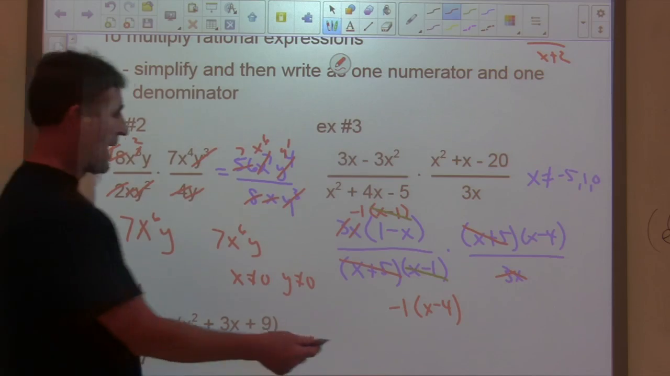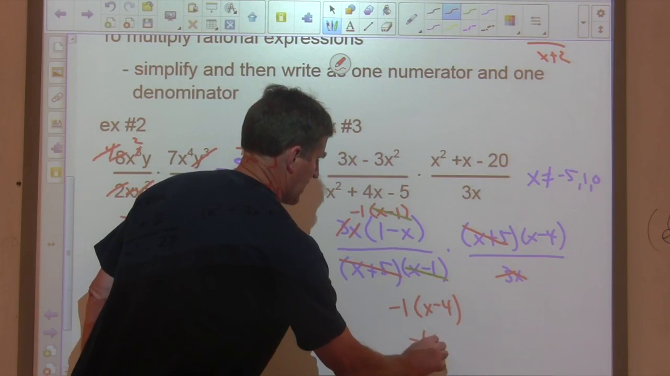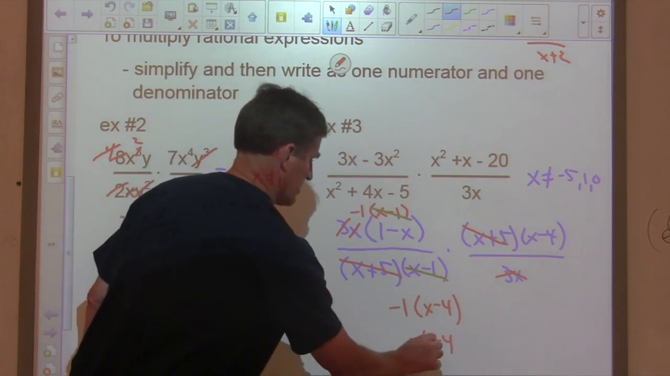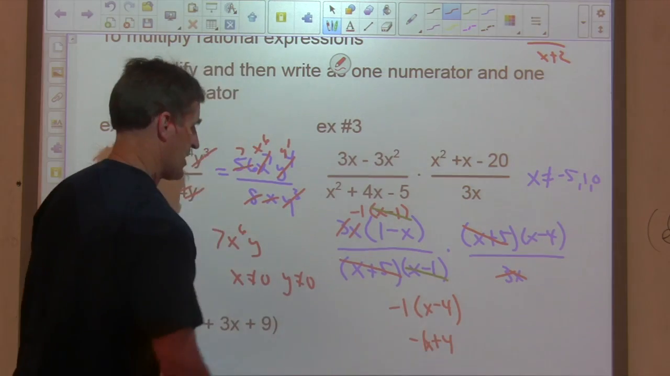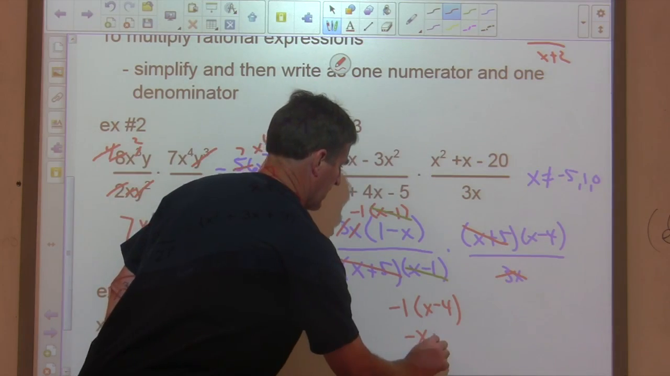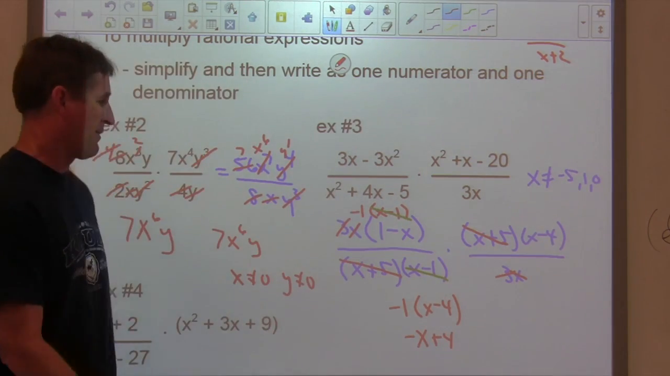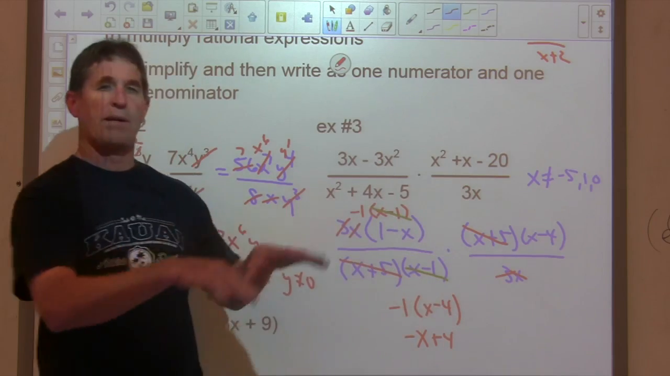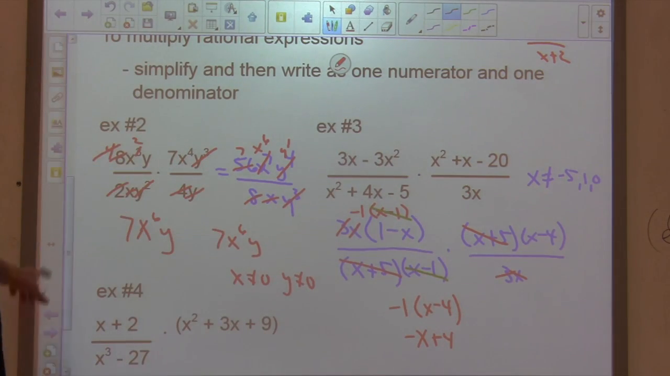Now the book might write that as negative x plus 4, by distributing the negative sign through. But you don't have to. You can write it that way, but if you're typing in the computer, they may ask you to do it that way.